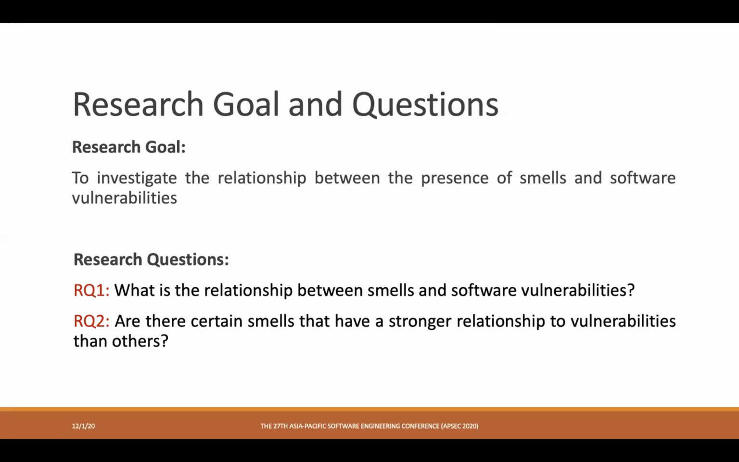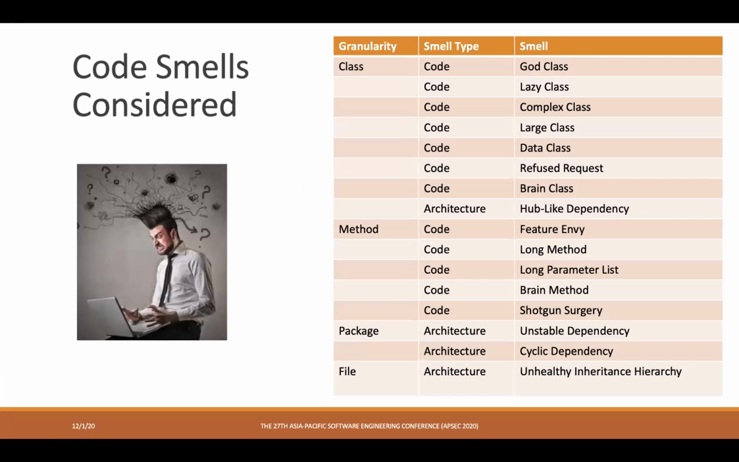But in research question 2, we try to identify, are there certain smells that have a more or stronger relationship to vulnerabilities than others? Here we basically focused on different types of code and architecture smells to find out those smells that could have a potential stronger relationship to vulnerabilities compared to other smells. The code smells that we have considered in our study are god class, lazy class. All of the code smells that we considered in our study have been listed here.